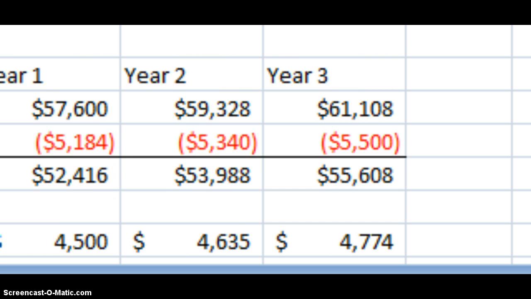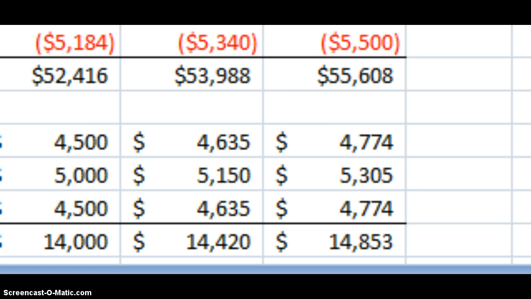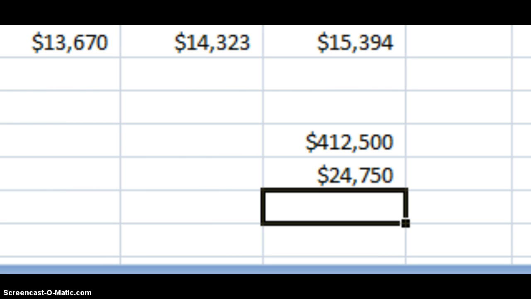Then selling costs of 6%. So we're going to do this times selling costs 6%, 24,000. Actually, I'm going to do this. I'm going to make that negative, so I can just use the sum function.